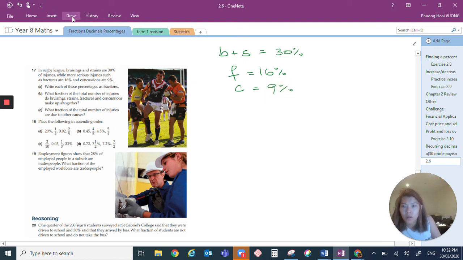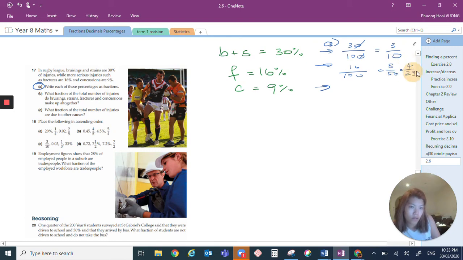Let's look at the different questions. Let's do part A. Write each of these as fractions. Okay, that seems easy enough. Part A. So we have 30%, 30 over 100. Simplify that. 16%. Simplify that. Let's divide that by 2. We have 8 over 50. Can divide by 2 again. 4 over 25. 9%. Let me just fix that 16 because we'll need it in a second. Can you divide 9 over 100 by anything? No. So that's it.